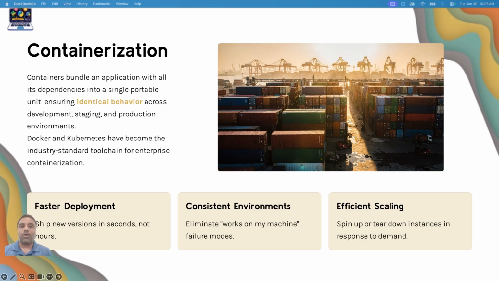The other thing Docker and Kubernetes give you is an industry standard. What does that do, right? It gives you faster deployment, like newer versions can be shipped in seconds, not hours. It provides consistent environments by eliminating "works on my machine" failures and also the drift that causes production incidents. Efficient scaling: spin up or spin down instances in response to demand. So this is the core foundation layer. Everything builds on it as you containerize your applications.